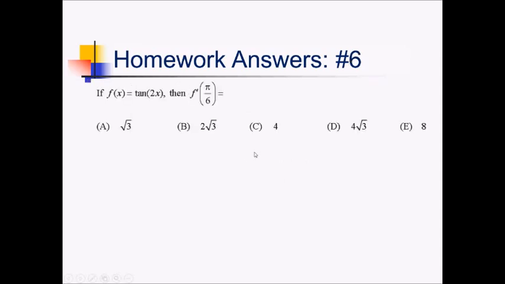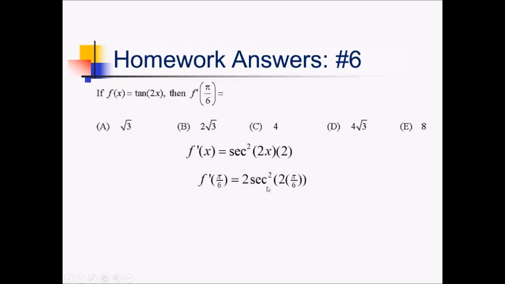For this problem, I'm trying to find f prime of pi over 6 for tan of 2x. We'll start by finding f prime in general. So we've got the derivative of tan of something. That's going to be secant squared of something, so secant squared of 2x, times the derivative of 2x, so that's times 2. And now plugging pi over 6 in here, we've got 2 secant squared of 2 times pi over 6, which would be pi over 3.